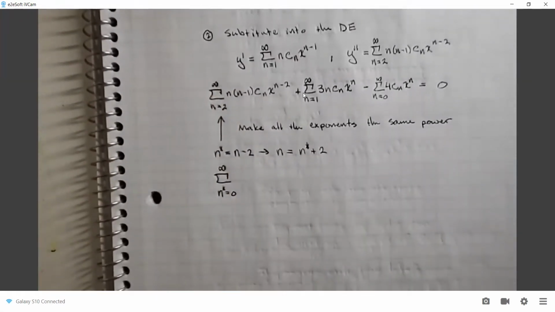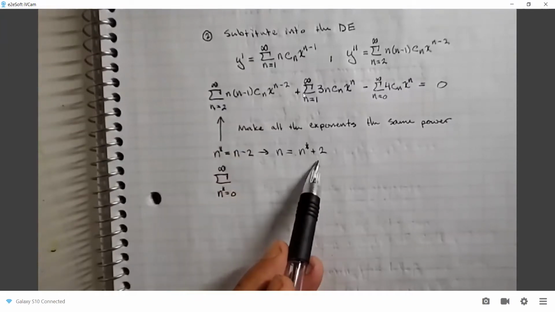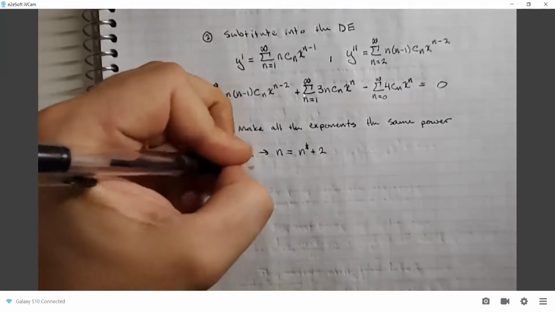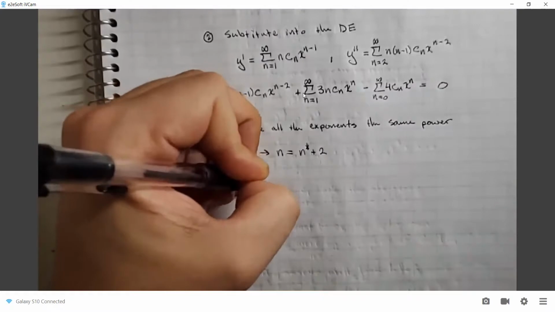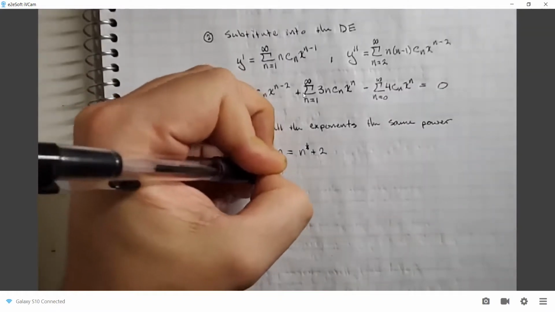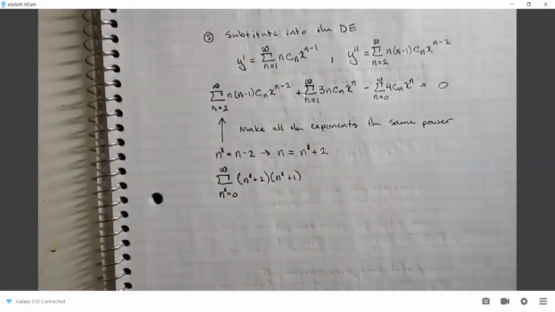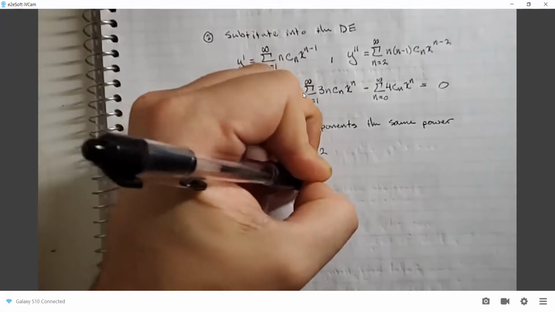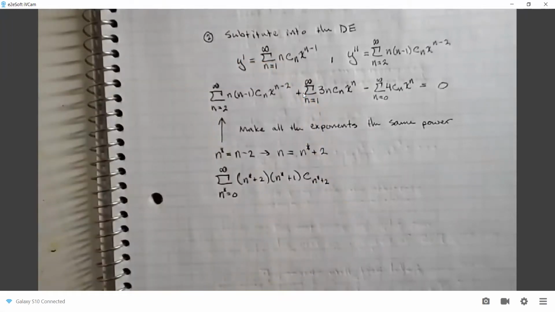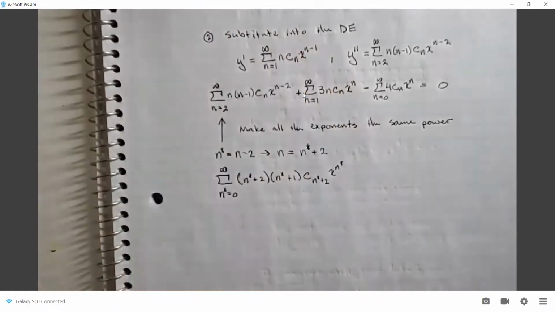And then here I take all my old n's and replace them with my shiny new n plus 2. So this would be n star plus 2 times n star plus 2 minus 1, which would be plus 1. And then times c of shiny new n plus 2. And then again, I'll get rid of the stars on these. And then x to the shiny new n. All right.